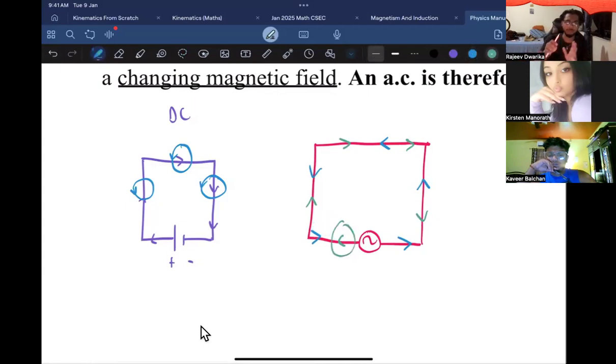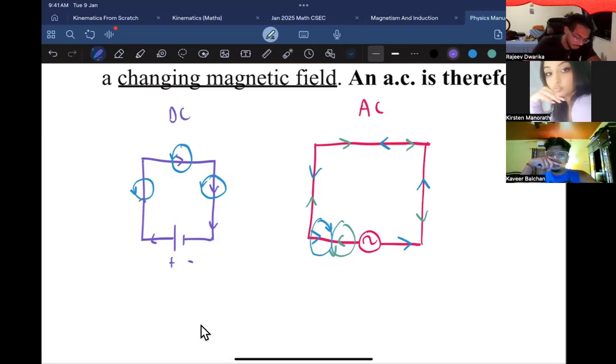If you do the right hand grip rule, that looks like it's going in an anti-clockwise direction. But if I do it for this one over here now, that'll be going in the opposite direction. So if it's going in the opposite direction, there's definitely a change in magnetic field. And this over here, this is the AC circuit.